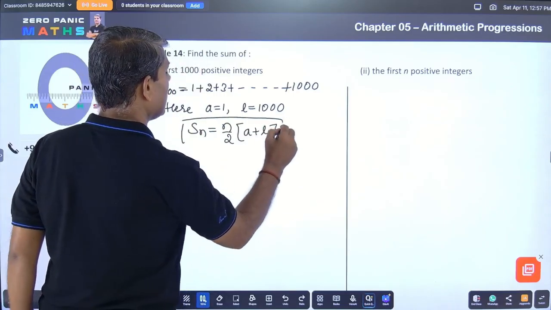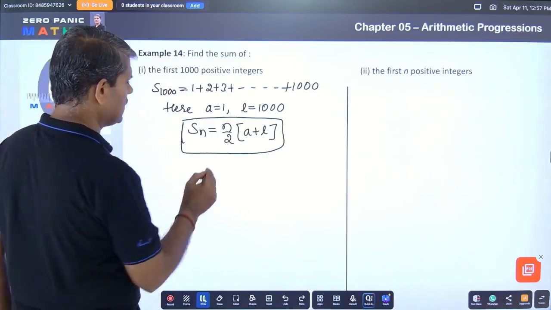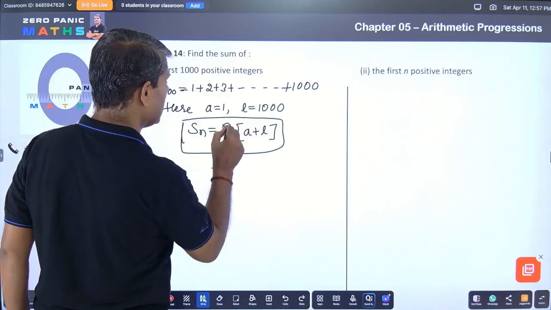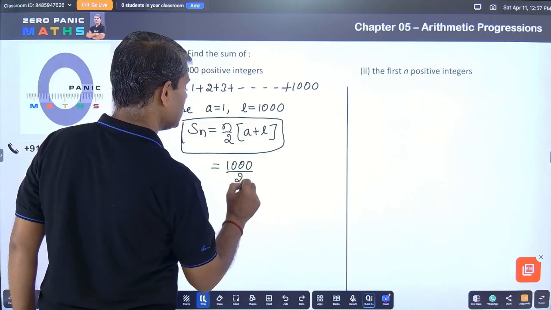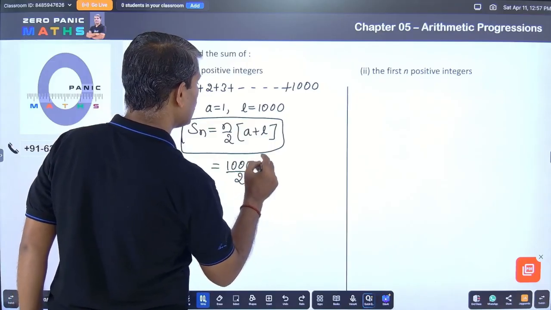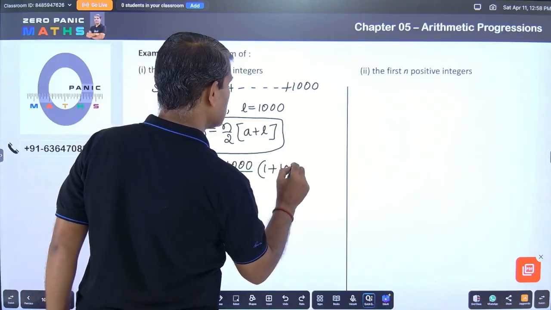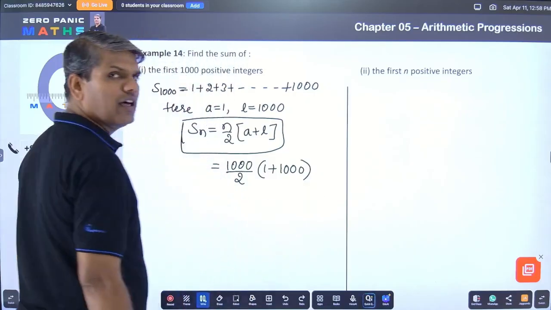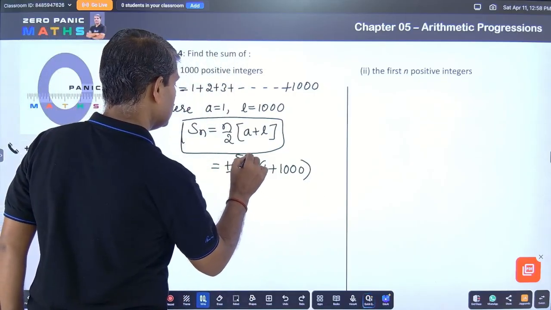When the first and last terms are given, it is sufficient to use a simpler formula. Let us substitute. What is n? n is 1000. We know that. And what is a? a is 1, and l is also 1000. So it is 500.